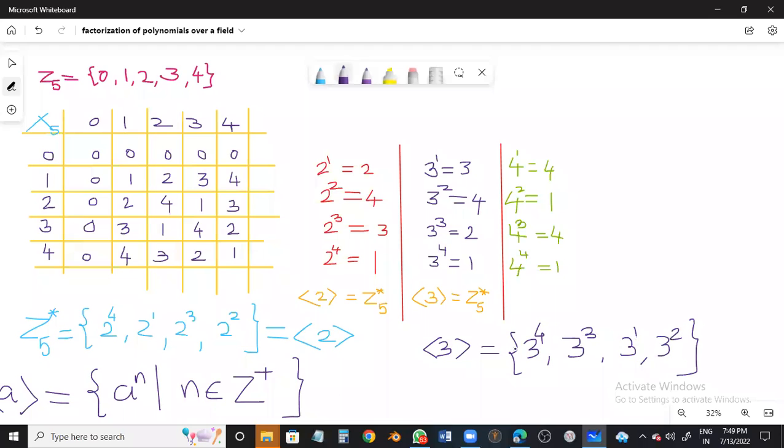So suppose you got me. I've written them in order, so all the elements are generated. So I can say 3 is also a generator of Z5 star. So what are the generators of Z5? 2 and 3 only, not 4. Hope so.